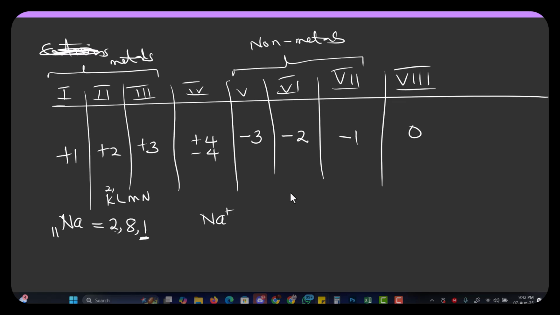Now let's look at an element like oxygen. Oxygen is 8. For oxygen, I'm going to have it as 2 and 6. If I'm not mistaken, yes, this is 2 and 6. Which means that it belongs to what we call group 6. And group 6 elements will have minus 2 as their charge. So that is why if you want to write the oxygen ion, you write it as O2 minus.